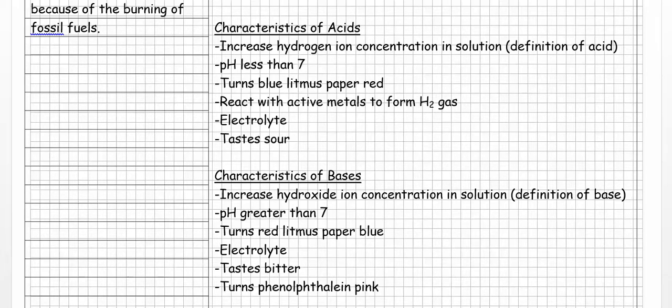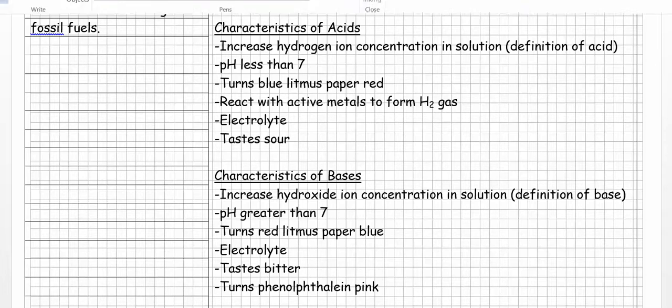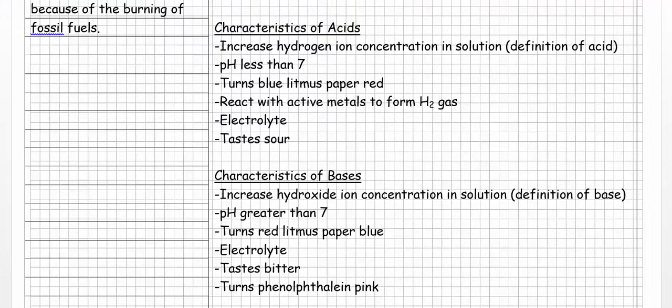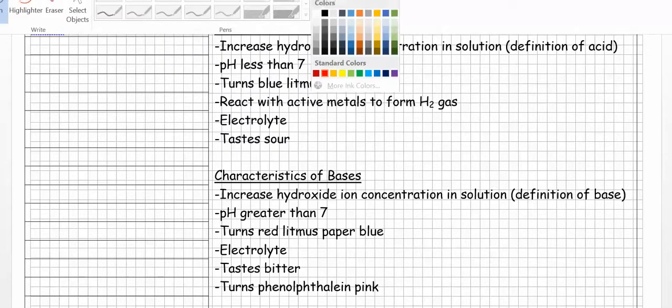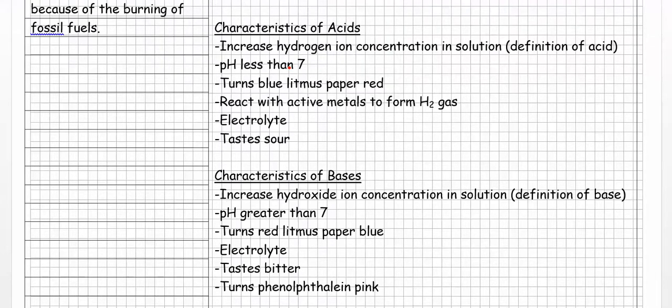First of all, let's talk about some characteristics of acids. Well, first of all, acids increase the hydrogen ion concentration in a solution. That's by definition. The next thing that they're going to do is make a pH that's less than 7. We're going to talk a lot more about the pH scale in just a moment, but for now we'll just say this: the pH is less than 7 for an acid. They turn blue litmus paper red.